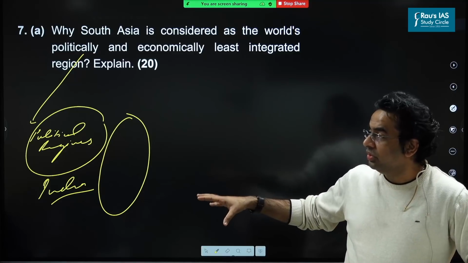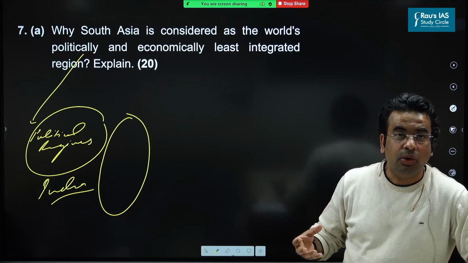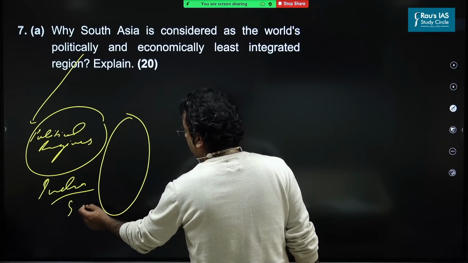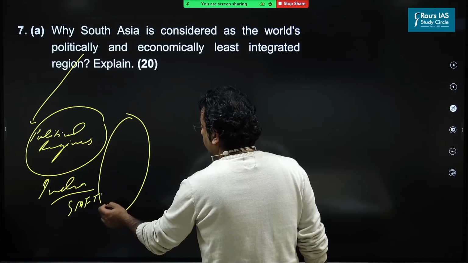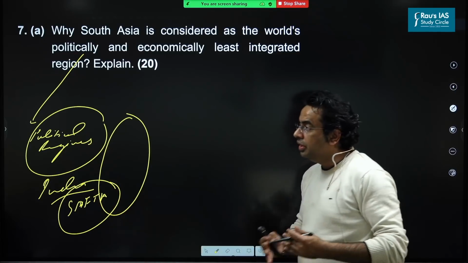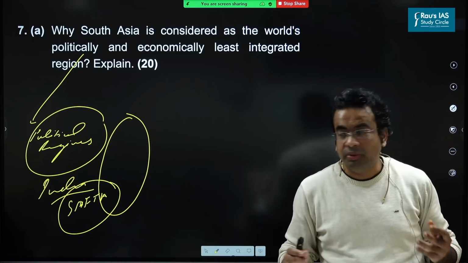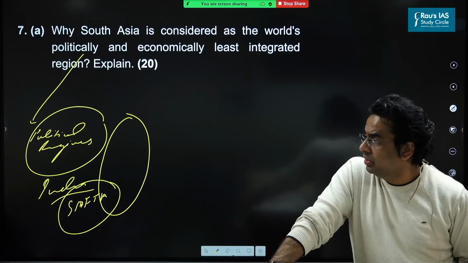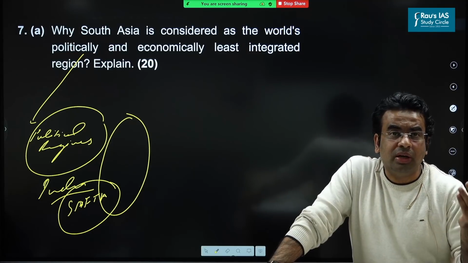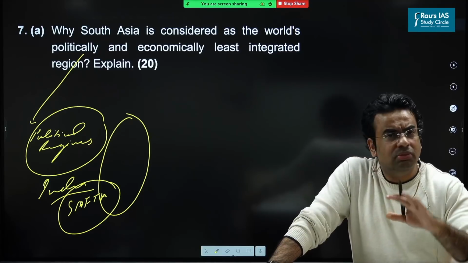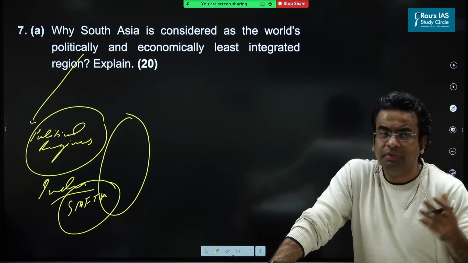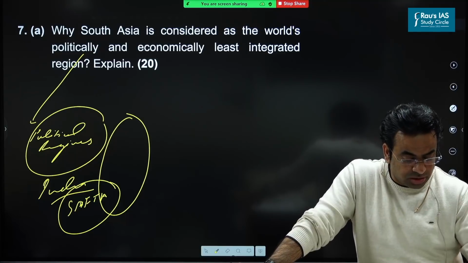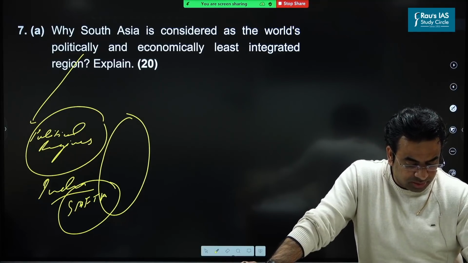So one reason is that democracy is fragile, and it is economically least integrated because of multiple reasons, and that's the reason why SAFTA has not been able to lead to that kind of economic integration. Okay. They have almost similar kinds of exports, and they look forward to unilateral concessions from India. So these are the basic things, nothing related to current affairs. A very static question: why South Asia is considered the world's politically least integrated.